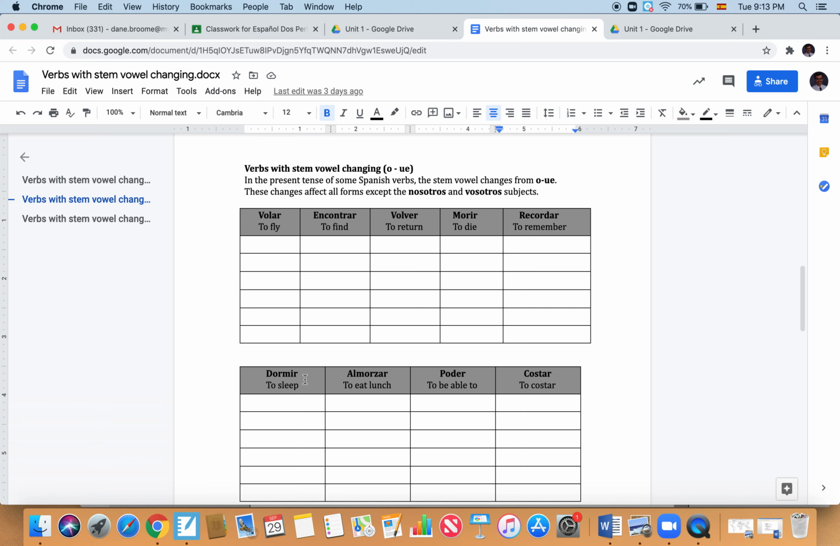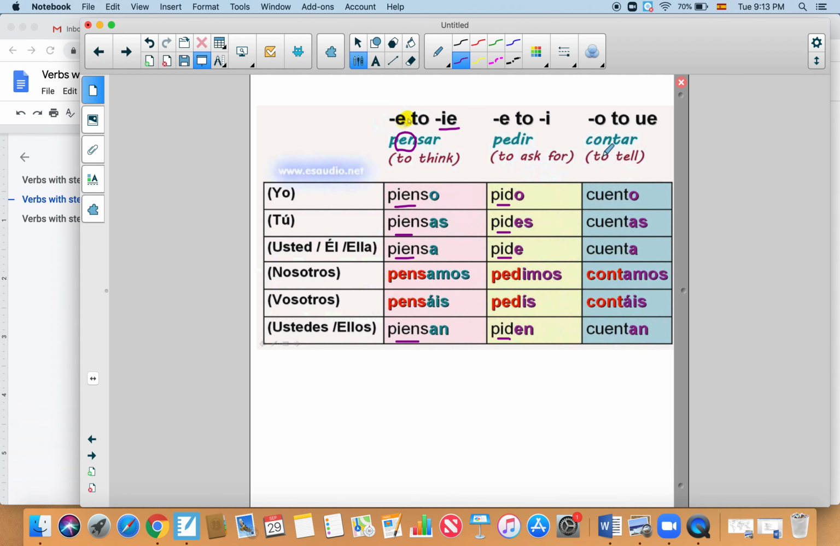recordar, dormir, almorzar, poder, costar. Okay, one that's not on this list is contar, to tell or to count, like you're counting. Cuento. I'm counting. 1, 2, 3, 4, 5, 6, 7. Okay, so contar is an AR verb. So again, we're going to get the same endings, o, as, a, amos, áis, an, as we did with pensar, because they're both AR verbs, right?